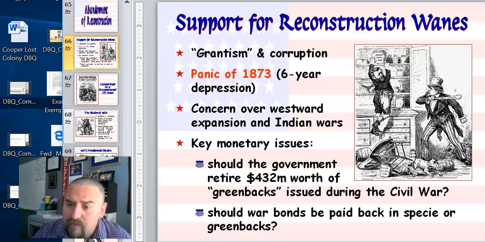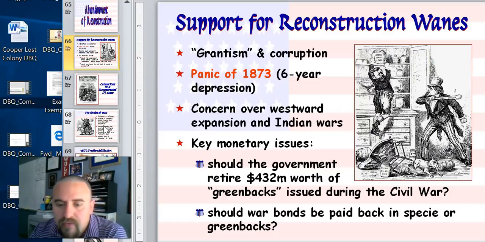The support for Reconstruction is going to start to wane. A lot of it is because a lot of money is going missing. People are blaming the Grant administration. There's a depression that happens, so there's less money to waste. There's going to be a concern that we now need to direct our attention to the West and start to spread and make sure we gain the rest of that territory and deal with the Indian problems out there.